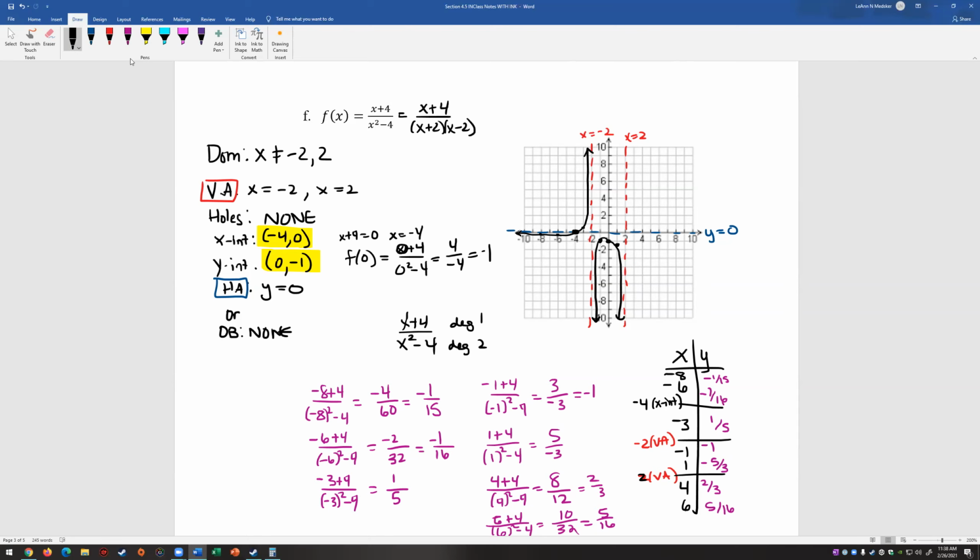But if you needed to see another point to prove that, because it can't go across this red, and it really should not cross the blue because we see that there's really only one x-intercept that we're supposed to have. And then for the other ones, we have 4 is 2/3 and 6 is 5/16. So this looks like it is staying in the upper half. Okay.